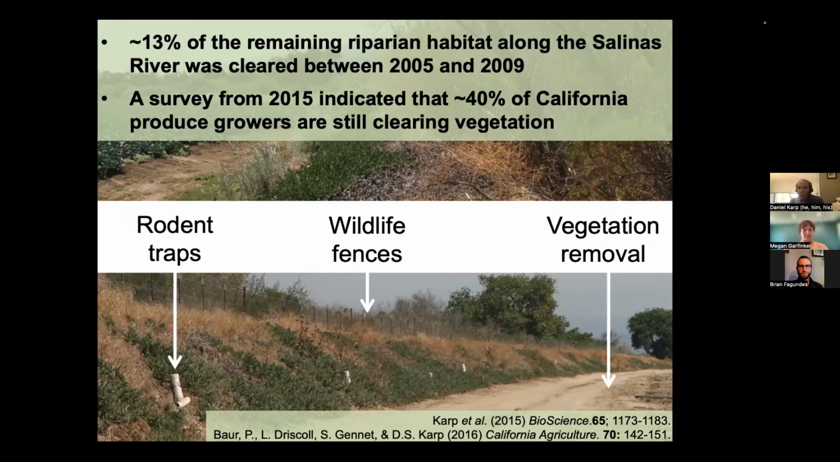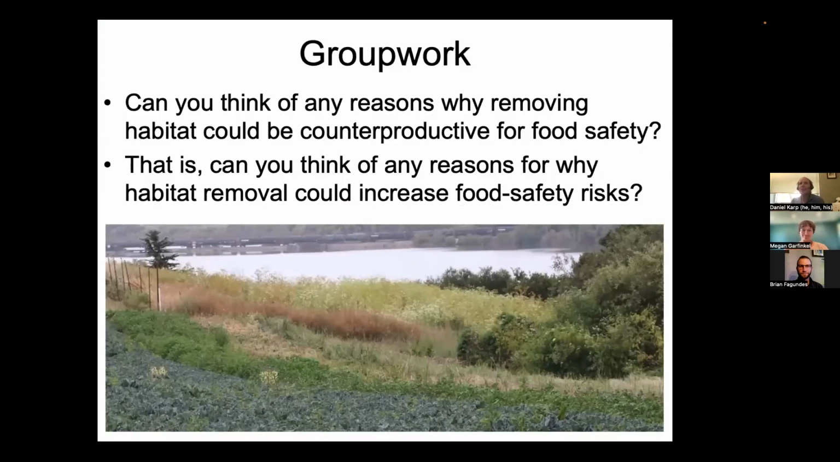So we're going to do another breakout room. Get ready to interact a little bit. What I want you to do is put on your science thinking hat for a minute and try to brainstorm with each other in the room and think of any reasons why removing that habitat actually could be counterproductive for food safety. Is there any mechanism you can think of where having habitat around could actually be beneficial in preventing foodborne disease outbreaks? And if you can't come up with anything, that's totally fine. I just want to try to think of it from the reverse side of things.